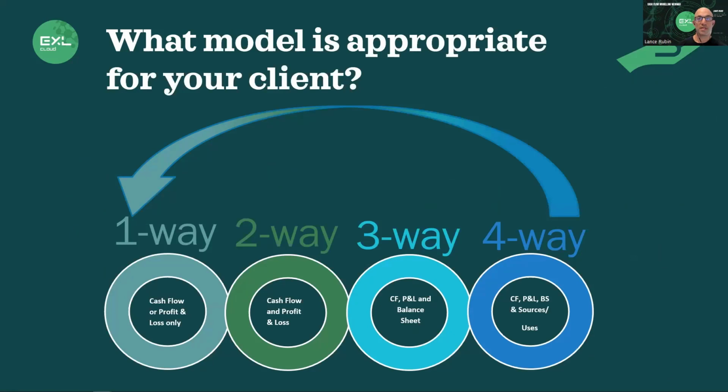Now, once you understand what you're trying to build, you then have to think about, well, I want to build it in a good way, well structured, but what am I building? So this is back to what the actual end product is going to look like. Is it a one-way cash flow, which is just the cash flow only or the profit and loss only? We're going to cover a one-way cash flow.